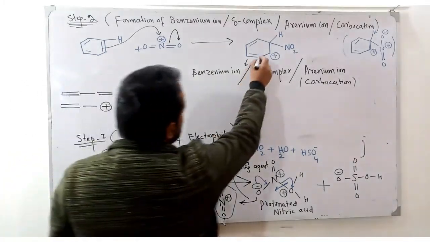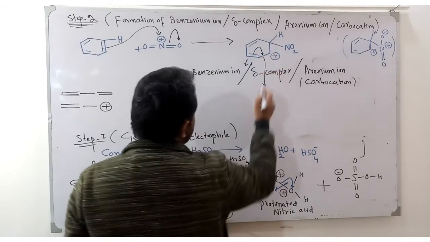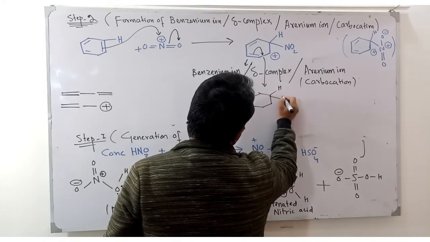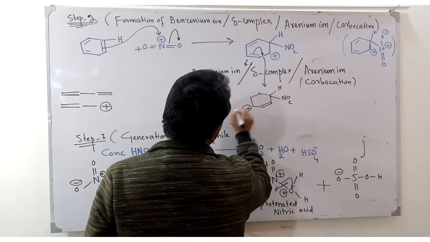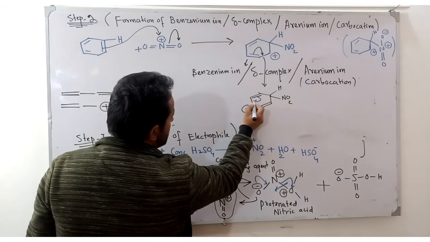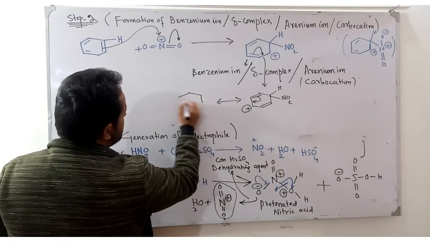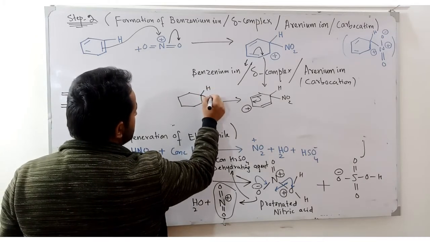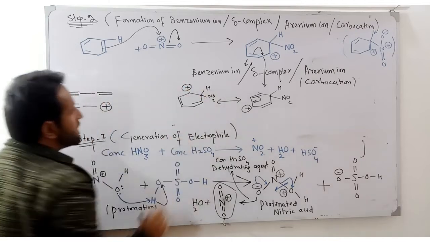So here again a resonance will take place. This pi bond will shift here. So one compound will be like this, with hydrogen and NO2. Now there will be a double bond here, and the positive charge will shift. Understand? Now this double bond will shift here. Still the resonance is present. Now what will happen? Again a resonating structure will form with NO2. Now there is a double bond, and the positive charge will come here.